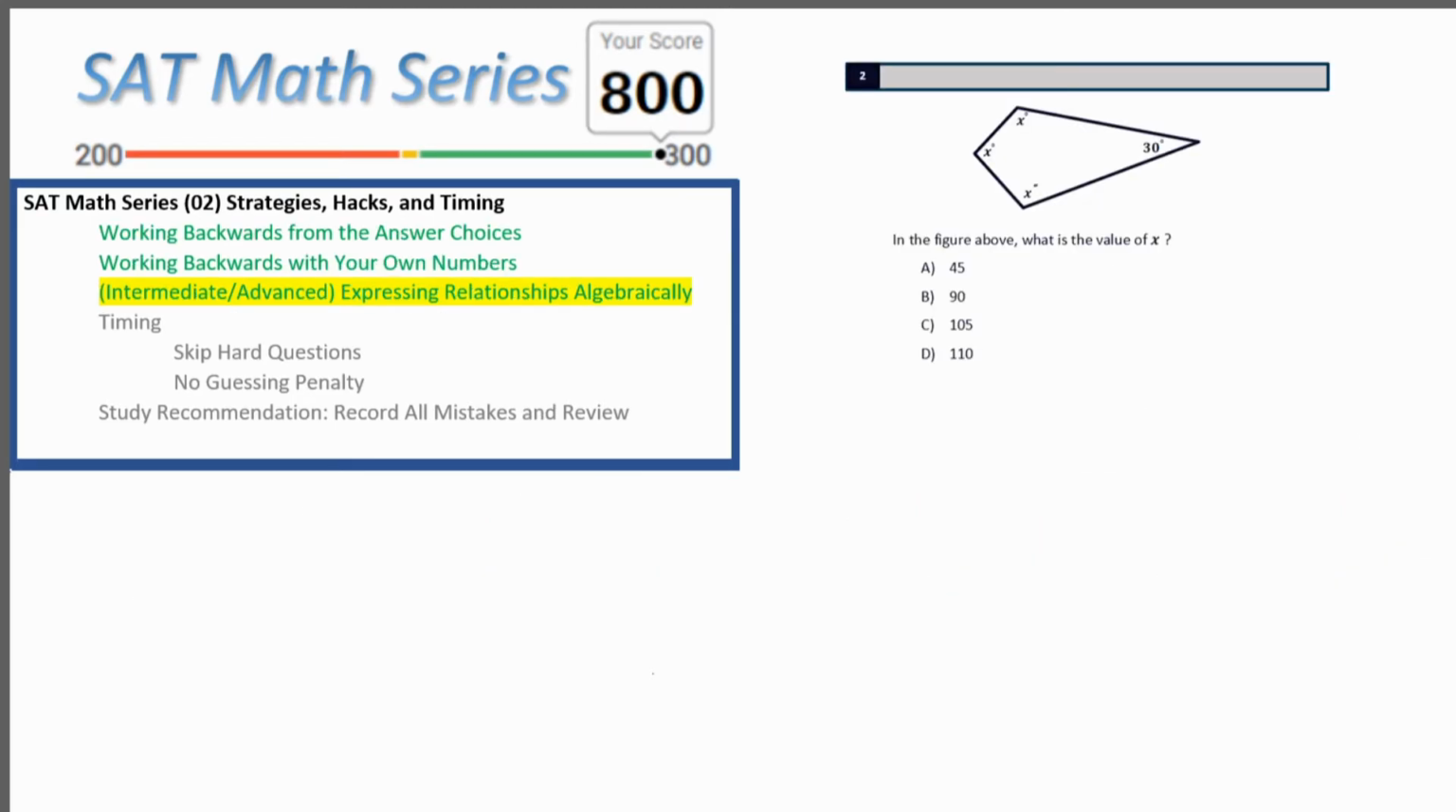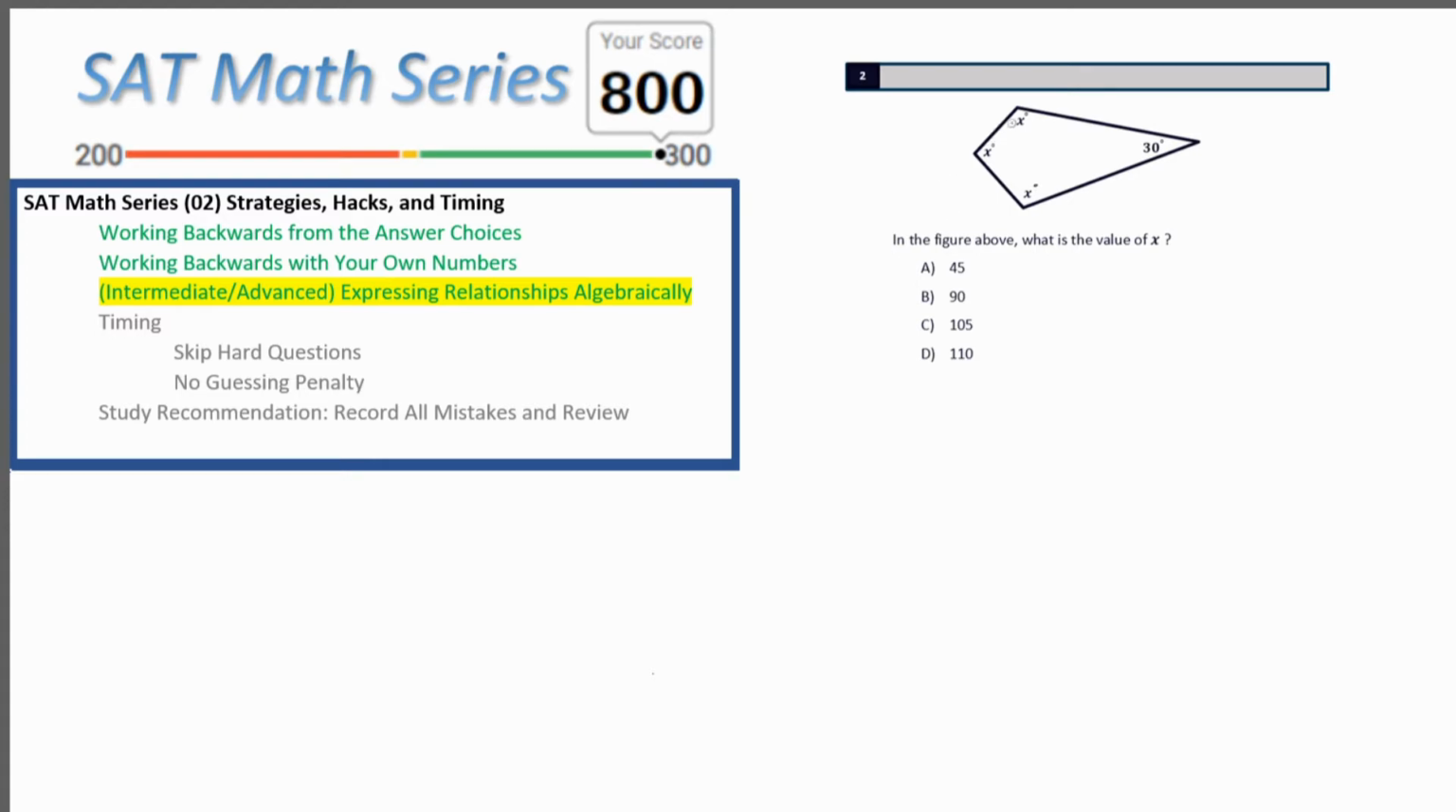The final strategy is more of just a math skill in general than a strategy, but it's definitely worth mentioning. That is the ability to always formulate algebraically what you know to be true. For instance, this problem reads, in the figure above, what is the value of x?